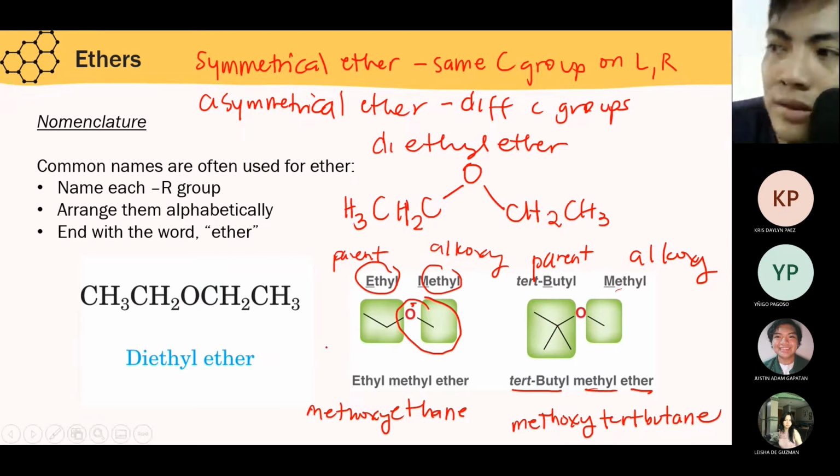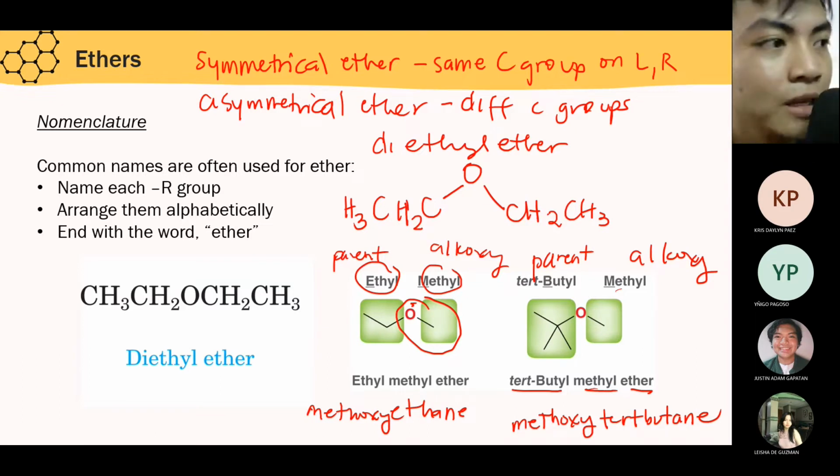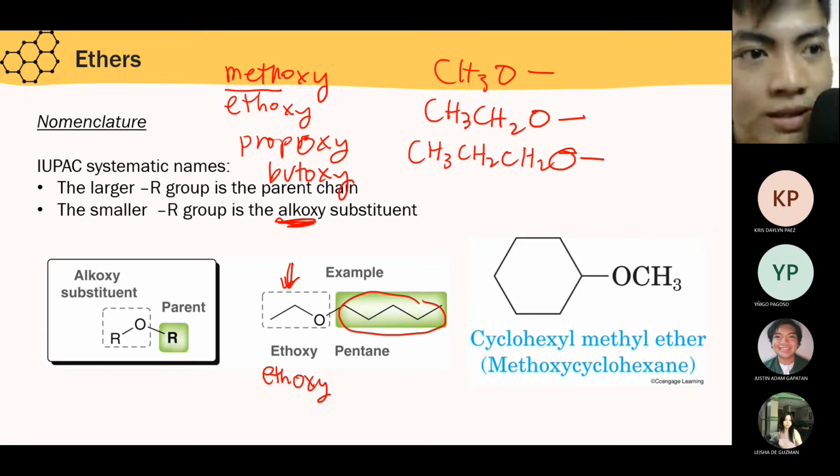Okay. So ganun lang. So methoxyethane, methoxy tert-butane. So ganun. There are two ways of naming them. Ako ginagamit ko talaga is common name. But again, we have to be familiar with the IUPAC name. Mas complicated si IUPAC this time. Okay? Pero kailangan alam niyo kung paano yung names nila.